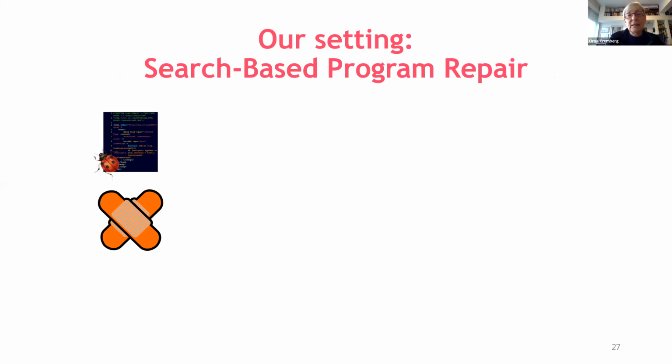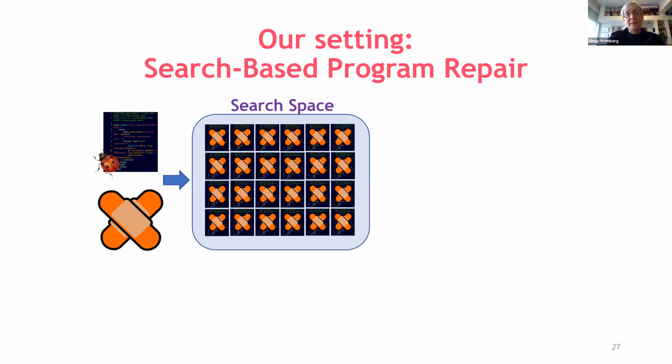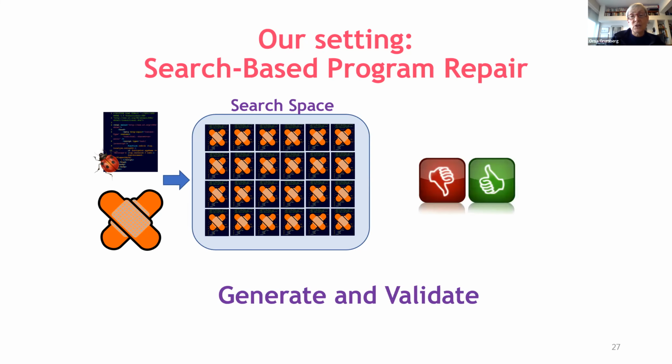So given a buggy program, the search space for correctness for repaired programs are all the programs that we can obtain, in our case, by applying some mutation to the program. And from these, we can generate candidate programs one at a time, and check whether they are repaired or not. So we'll have a generate and validate iteration.